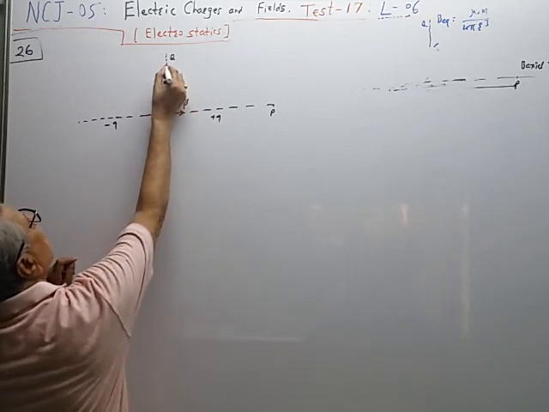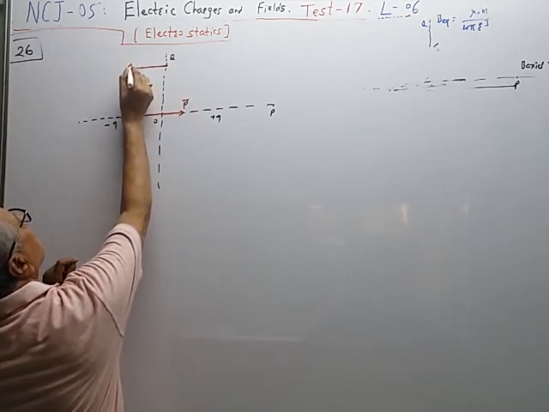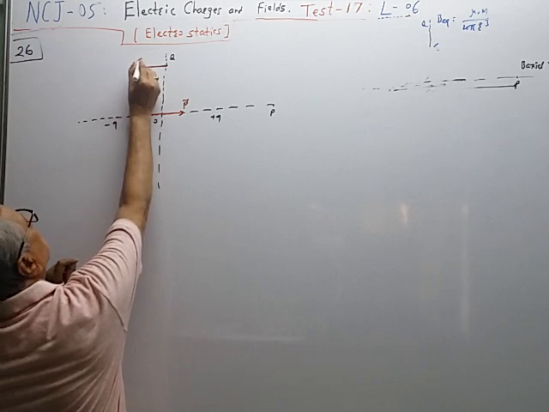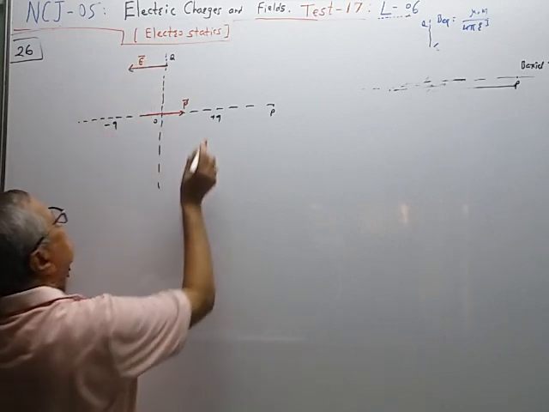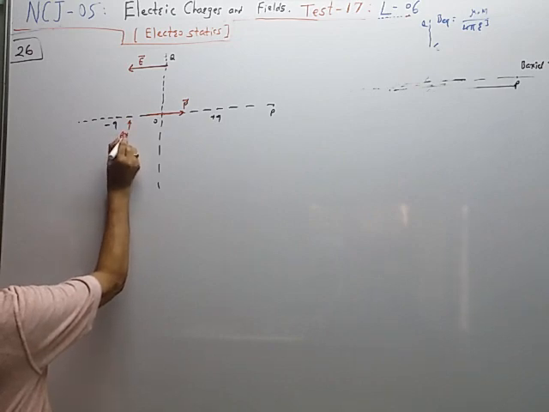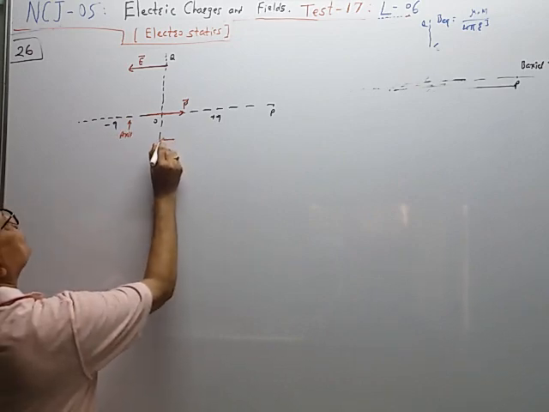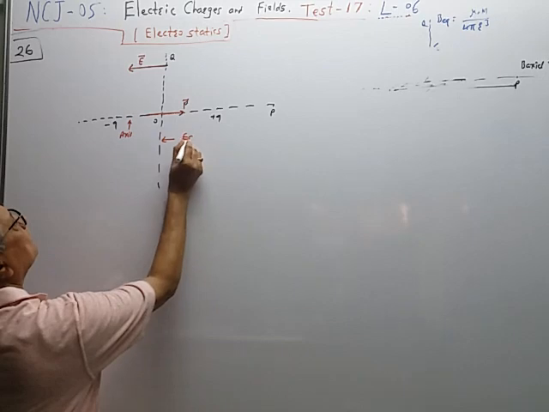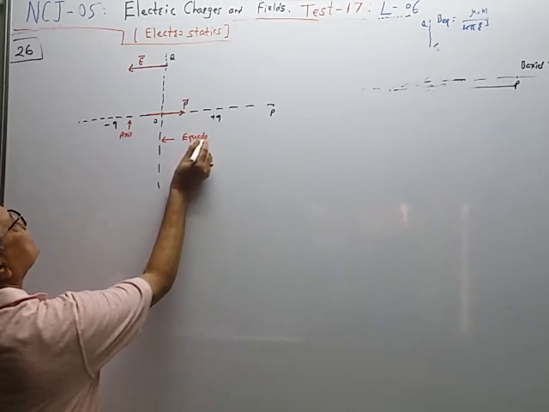So at point Q, the electric field is in this direction. So it is parallel to the axis. This is axis. This is equator. So the correct result is this.